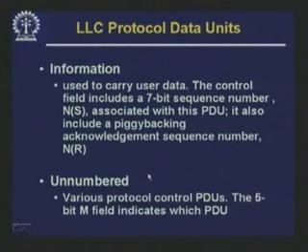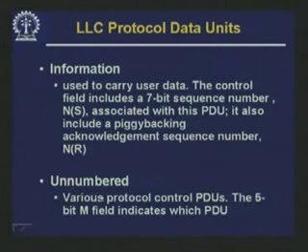And for this LLC, we have a PDU, the so-called protocol data unit. This protocol data unit carries information, and there are different parts and different types of PDUs. The information PDU is used to carry user data. The control field includes a 7-bit sequence number associated with this PDU. It also includes a piggybacking acknowledgement sequence number. What is piggybacking of acknowledgement? We will discuss later.